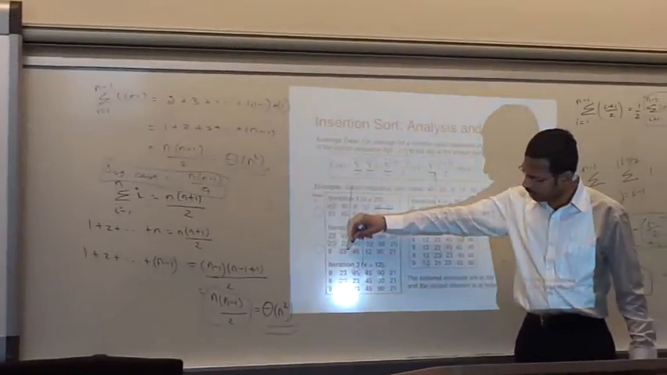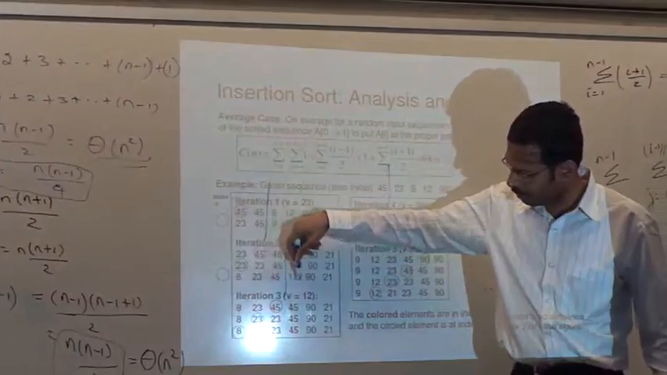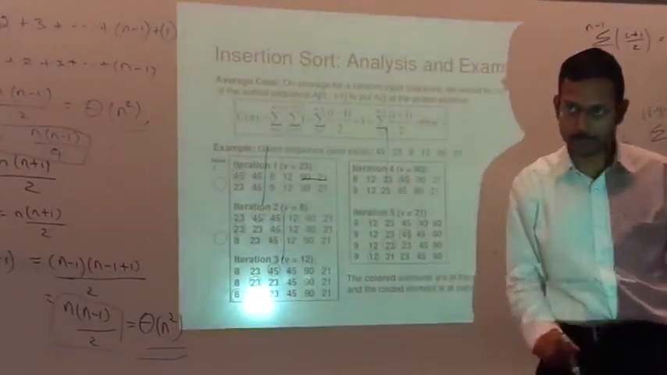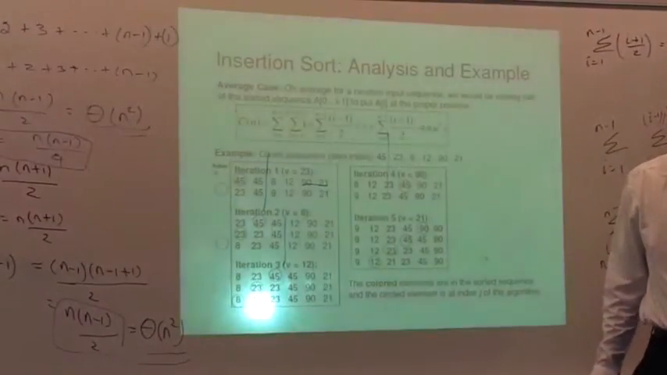with 45 and then compare it to 23, but then 8 is no greater than 12, so 12 gets inserted here. It doesn't go all the way to the left. Okay? Clear?